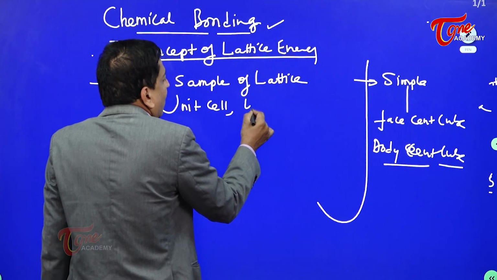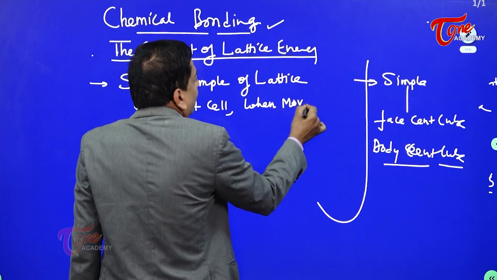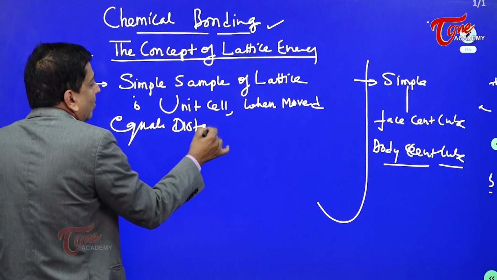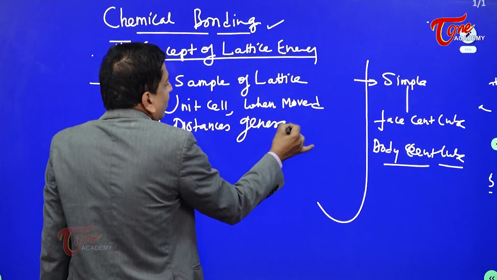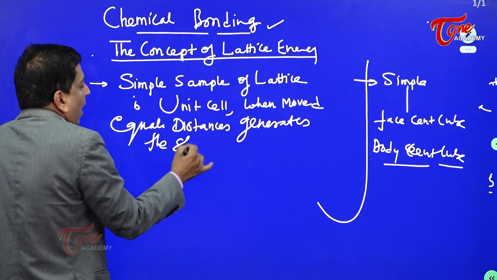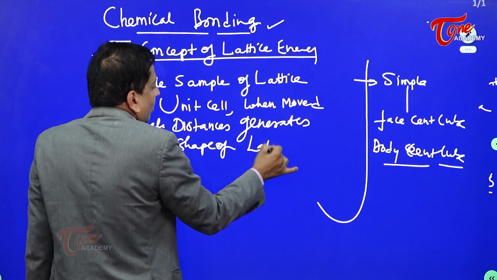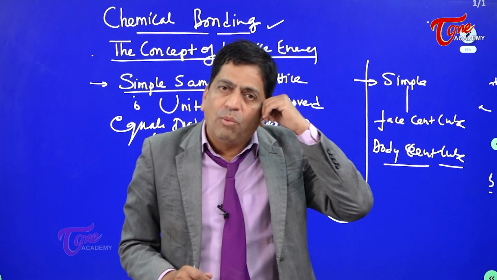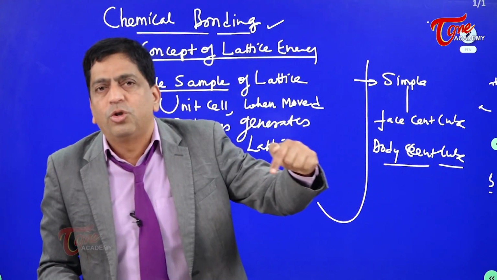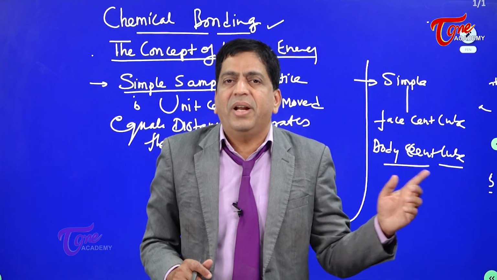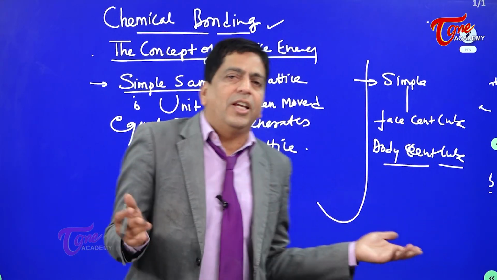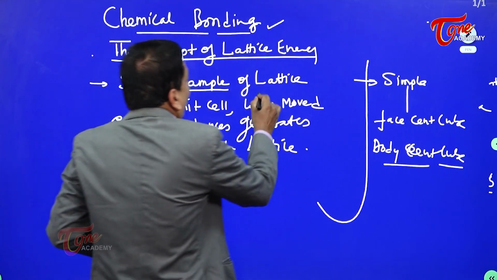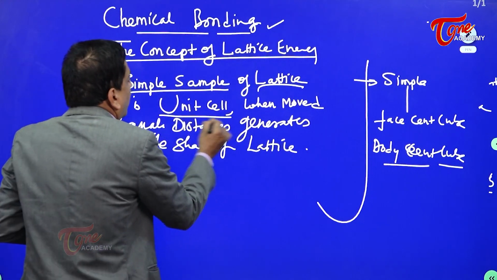And when moved through equal distances, it generates the shape of the entire lattice. Remember that. So it's basically the simplest sample, like a brick of a wall. The shape of the wall is a function of the shape of a brick, which when moved through equal distances generates a wall. So I can say brick and wall are synonymous. Similarly, unit cell and lattice are synonymous. So instead of speaking in infinite terms, I say unit cell.